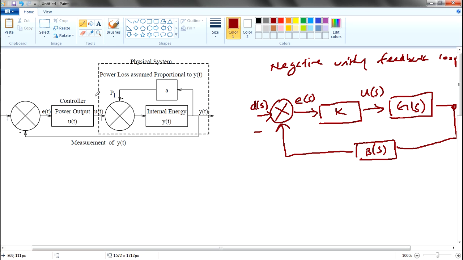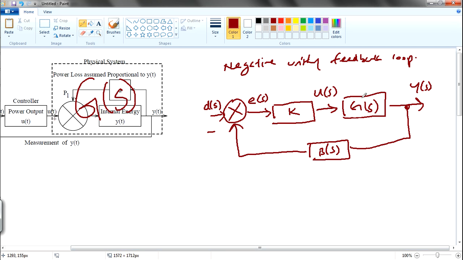Last video we explained the relationship within this physical system, and we also call this physical system G(s). We simplify this whole thing into a transfer function, so this G(s) we can rewrite into this form. They are actually the same thing.